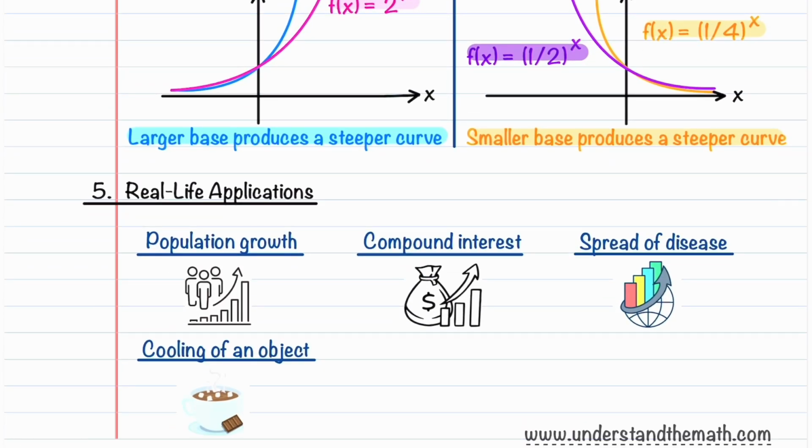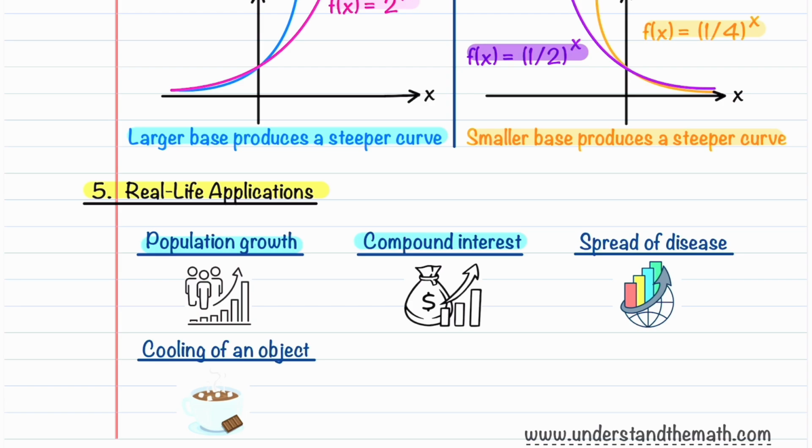Exponential functions are really important because they can be used to model countless phenomena in the real world. Here's some examples. Exponential functions can be used to model population growth. Whether it's bacteria in a petri dish or animals in a protected reserve, populations can grow exponentially under ideal conditions. Compound interest can also be expressed as an exponential function. This is how your money grows in a savings account or investment over time, with your interest earning interest.